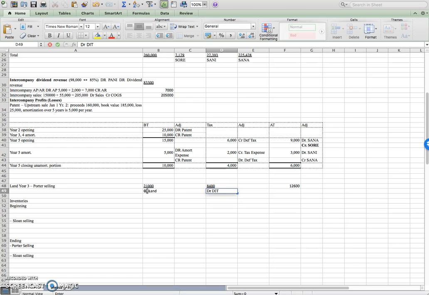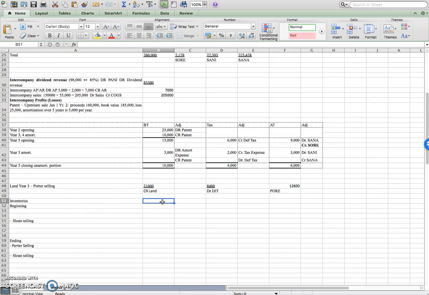We're just going to call that. And of course, like I already mentioned, POR. Why POR? Because this is a downstream transaction. The big issue here is on the parent side, not on Sloan's side.